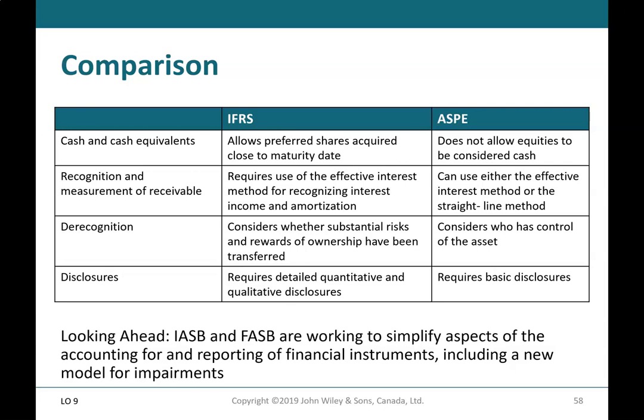Disclosures: IFRS requires detailed quantitative and qualitative disclosures. ASPE requires basic disclosures. Looking ahead, IASB and FASB are working to simplify aspects of the accounting for and reporting of financial instruments, including a new model for impairments.